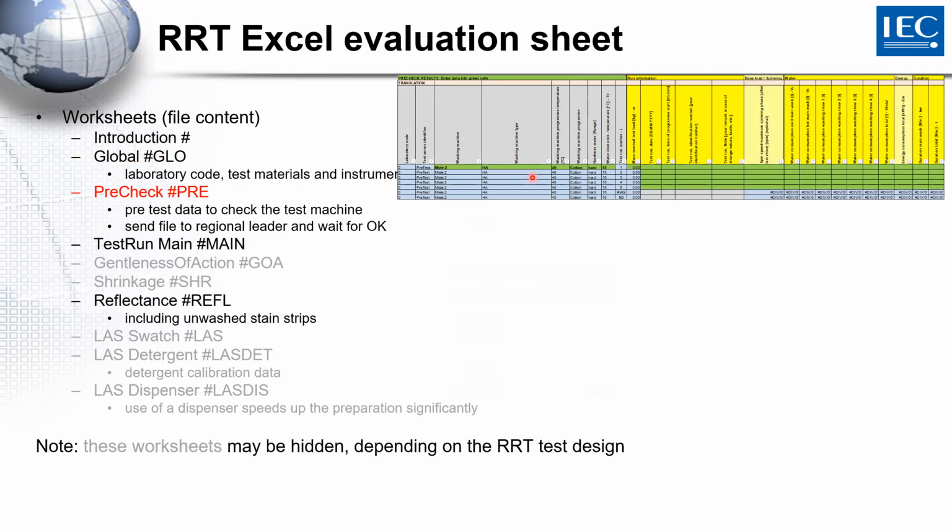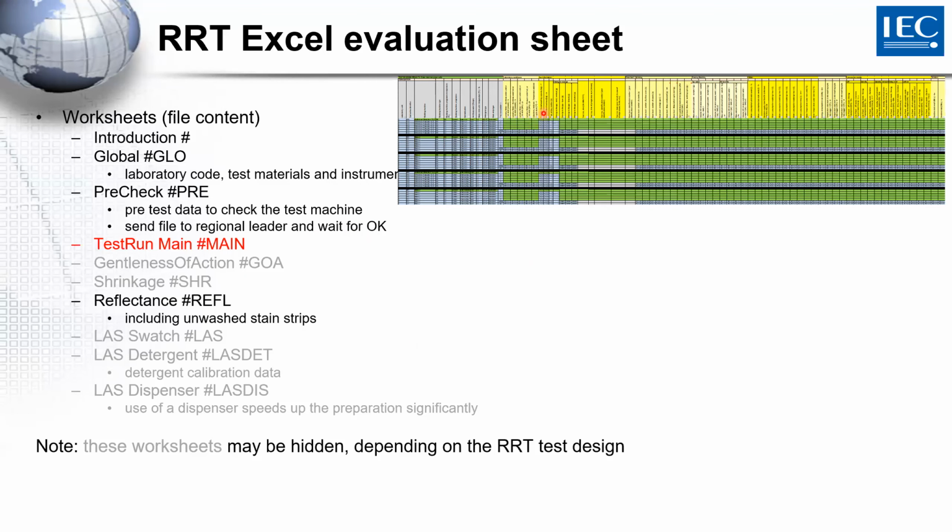The next worksheet is the pre-check. That means as you receive the machine, you have to run at first one pre-test run, so that we can see if the machine was damaged on the transport and the values are not in line with the values we expect. At that stage, you should send the file the first time to the regional leader, and the regional leader checks the values, and wait for the OK from the regional leader, so that you can go on with the test series.